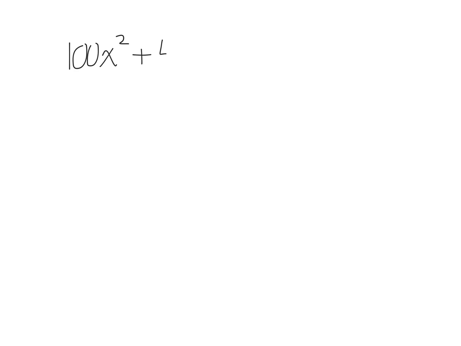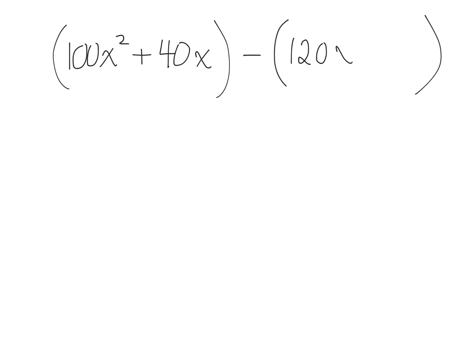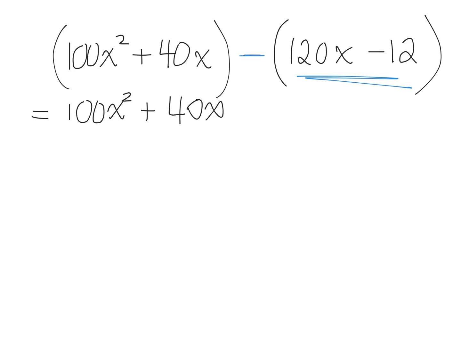100x squared plus 40x is the area of the entire part, but I need to subtract, put it in brackets. What am I subtracting? The area of the inside is 120x, take away 12. I need to subtract that area. Please make sure you put it in brackets or you're not going to get the right answer. Now what happens when I remove the brackets? 100x squared plus 40x, take away, I have to take away 120x and I have to take away negative 12. What happens when I'm taking away negative 12? Positive 12.